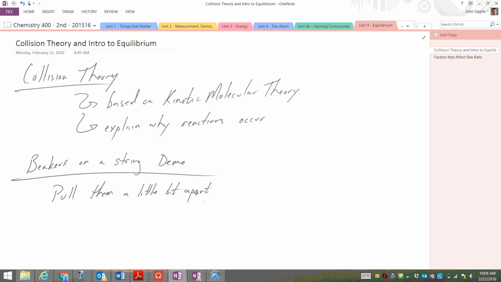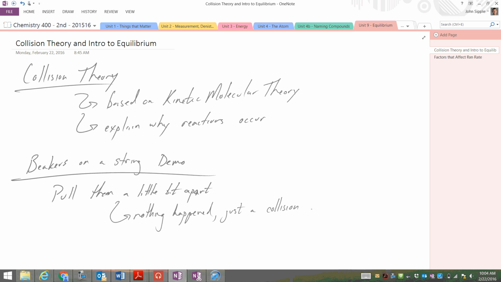We just had a collision, right? Anything happen? No. Beakers are still beakers, right? Nothing really happened. Nothing happened. Just a collision. They collided together.